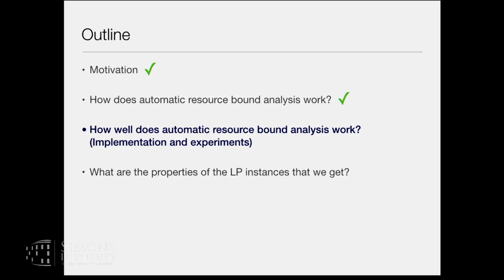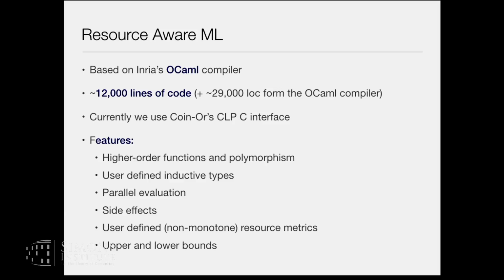Okay, so we implement the system for a subset of OCaml. So this is a real project. We have 12,000 lines of code right now, and we use CLP from the COIN-OR project as our solver. Sometimes we also use CPLEX, but we found they are both pretty comparable on the simple constraints that we have.